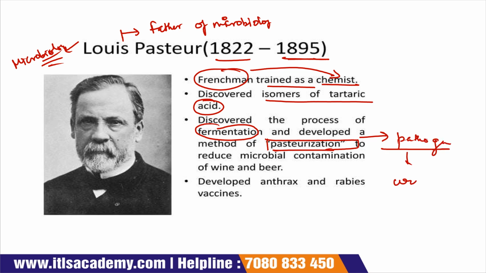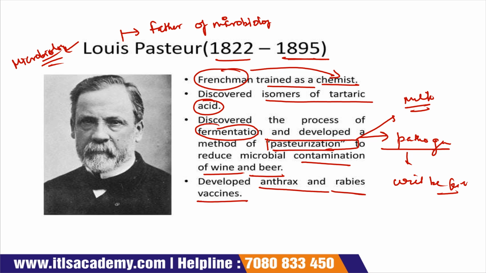Okay, will be killed. This pasteurization is mainly used in the case of milk to reduce microbial contamination of wine and beer. This pasteurization method was first introduced in the case of wine and beer so that the microbial contamination would be reduced. And he also developed the anthrax and rabies vaccines.